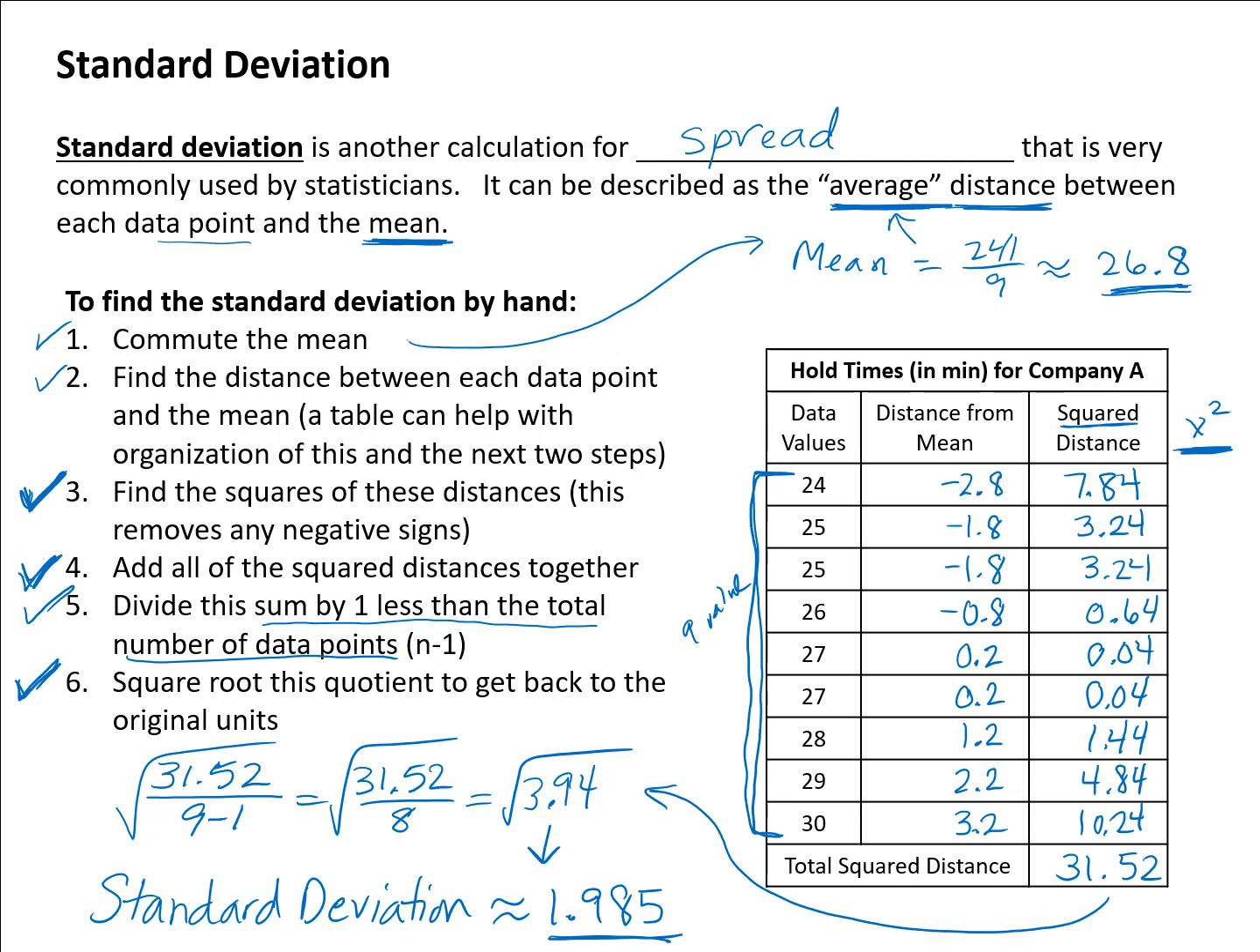So the standard deviation here is saying that if you were to look at each data point, on average, they are 2 units away from the mean. You can think of the mean as being in the middle of the data set. So each data point is on average an average distance of about 2 units from the original mean. So if we think about what this represents, hold times in minutes for this company, the mean hold time was 26.8 minutes. On average, when you look at all of the different hold times, they are about 2 minutes away from that middle mean value that we had.